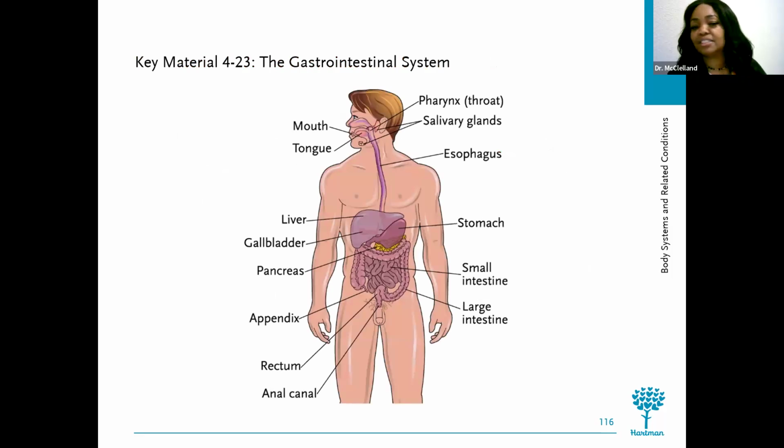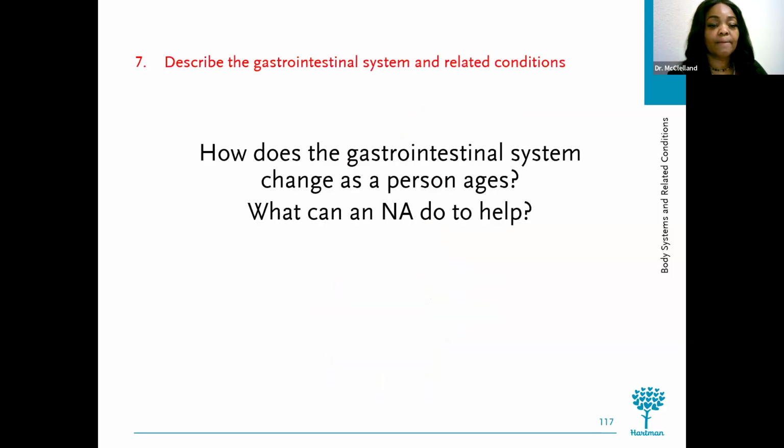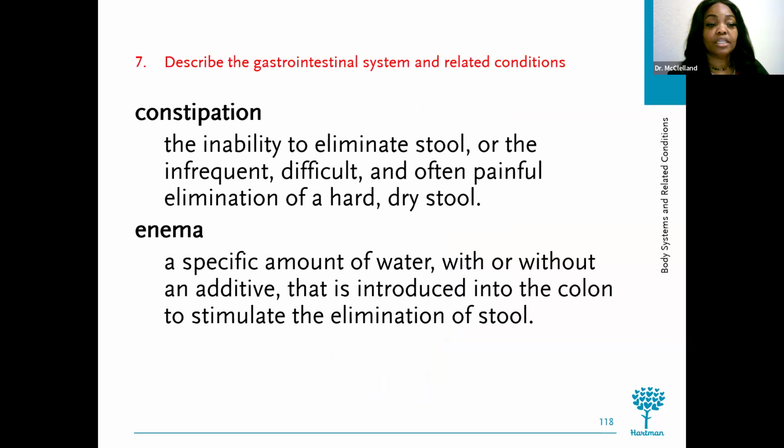Gastrointestinal system, we're just running from system to system. Here are the areas that involve the gastrointestinal system. You see those here on the slide. I won't call all of them out. Just take a good look. All of these areas are included in the gastrointestinal system. So a person can have constipation, they may need an enema, a specific amount of water with or without an additive that is introduced into the colon to stimulate the elimination of stool.